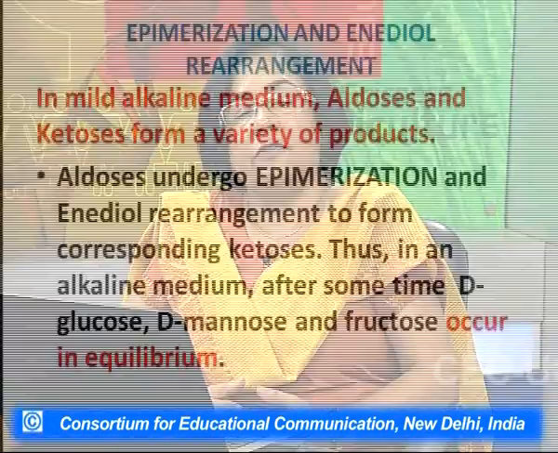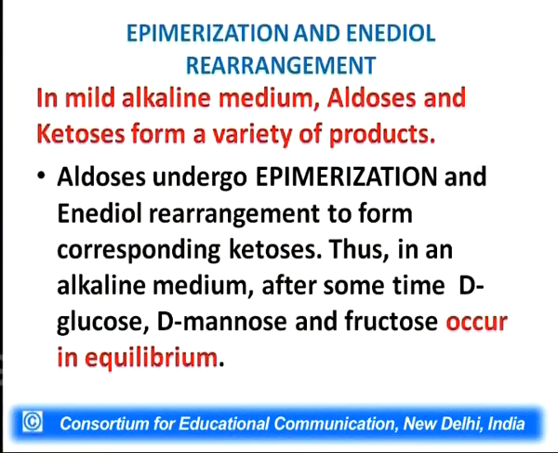And not only this, what we find is that if I talk of D-glucose, in alkaline medium, D-glucose will epimerize to give us mannose, and at the same time, this glucose can undergo an enediol rearrangement to form fructose. So after some time, in the reaction medium, we have D-glucose, D-mannose and D-fructose in equilibrium. So how does this reaction take place?